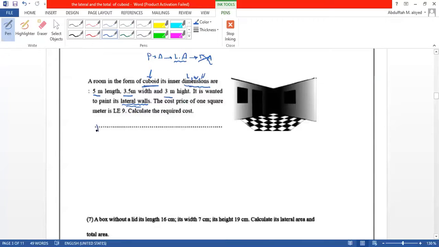Now it's better to find the perimeter: length plus width of the base, times 2, equals length 5 plus width 3.5 meters, times 2. 8.5 times 2 is 17 meters. Okay, no problem. Yes, 17.5 times 2.